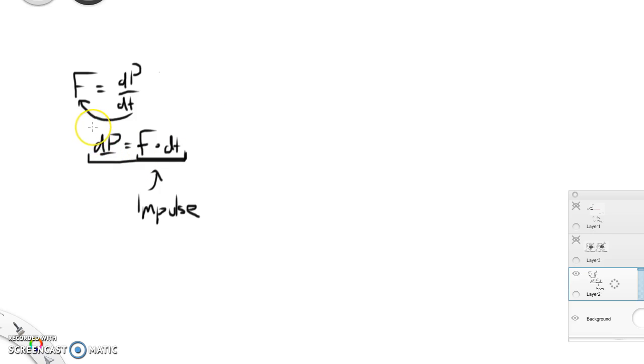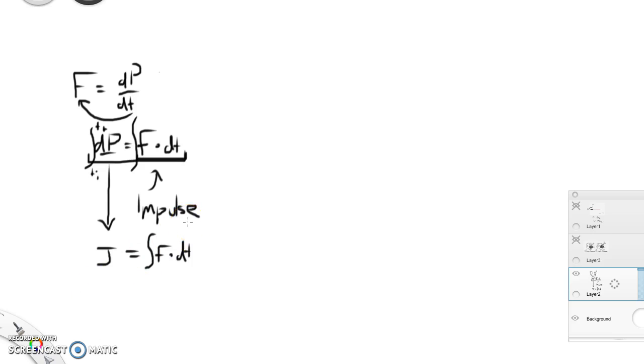Basically, if we were to integrate the change in momentum, say from whatever the starting time is to whatever the final time is, and we do the same thing over here, we get that, and we'll call impulse J. So what we get here is that J, the impulse, is equal to the integral of F dt.